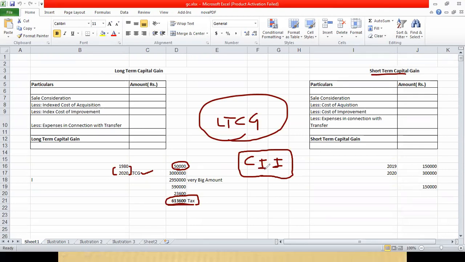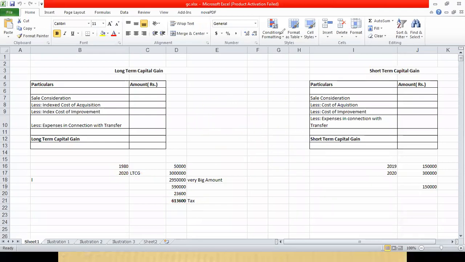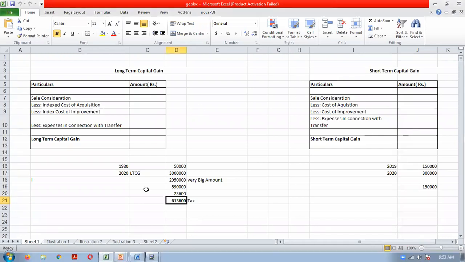And how will we increase the cost? We will increase the cost by using the cost inflation index. So what is the cost inflation index? That we will understand by doing an illustration. So now we will take one illustration of long-term capital gain computation.